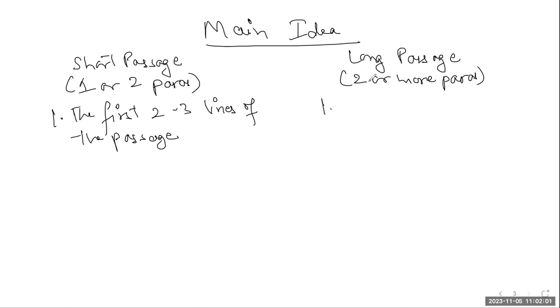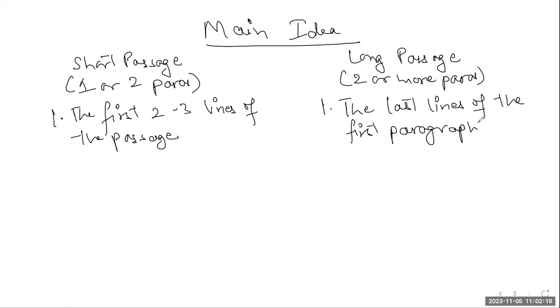So if it is a long passage, then to find out the main idea, you should focus on the last lines of the first paragraph. Generally, you should focus on the last lines of the first paragraph because the author initially will discuss the other things and then slowly, steadily, he will bring you to the main idea. Now, this is one of the ways.